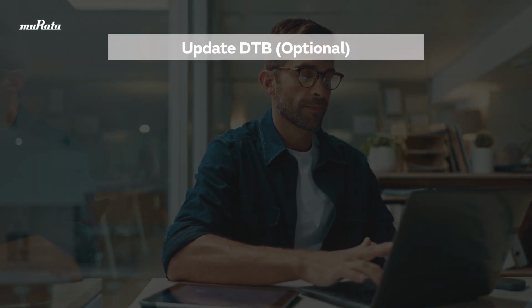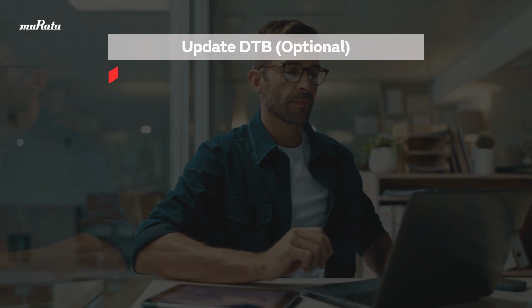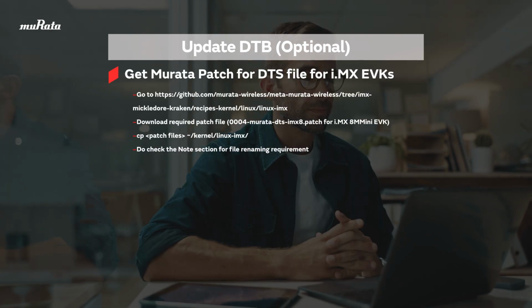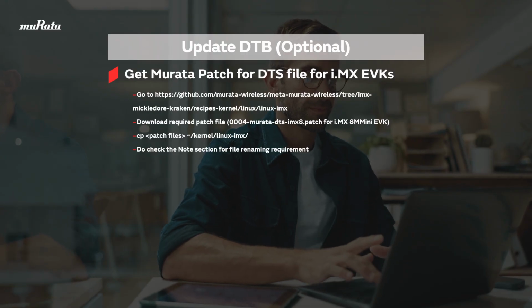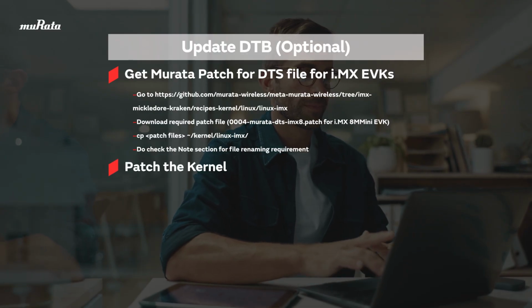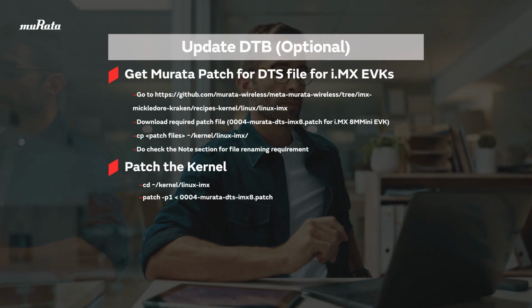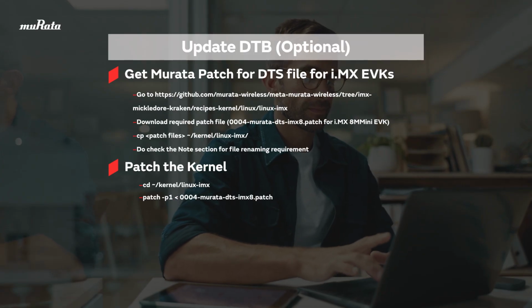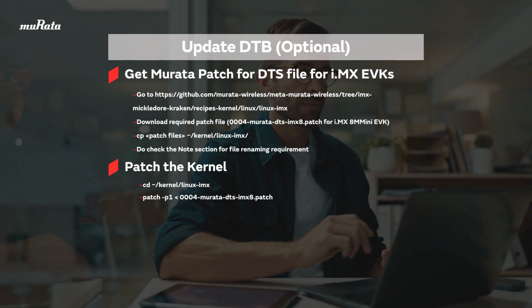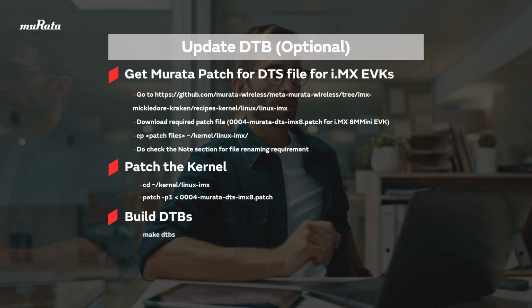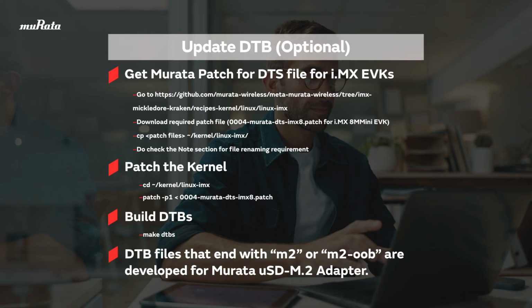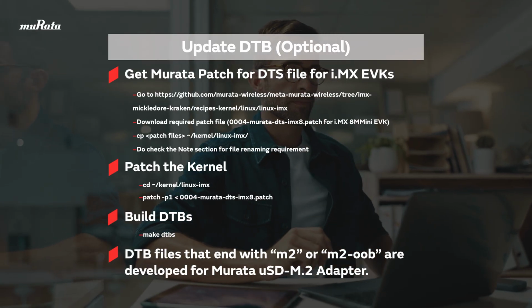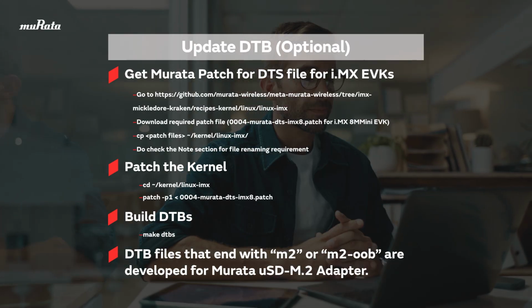In some cases, the device tree must be updated to correctly describe the Wi-Fi hardware. Murata provides ready-to-use device tree patches for common NXP evaluation boards. The appropriate patch is copied into the kernel source tree and applied. This updates SDIO or PCIe nodes, GPIO assignments, and power sequencing information. After applying the patch, the device tree blobs are rebuilt. Device trees with M2 or M200B suffixes are intended for Murata adapter boards and should be selected accordingly.